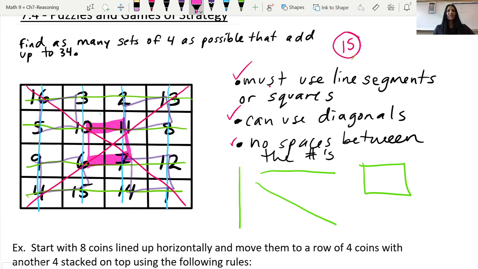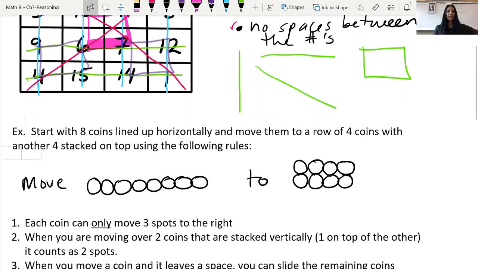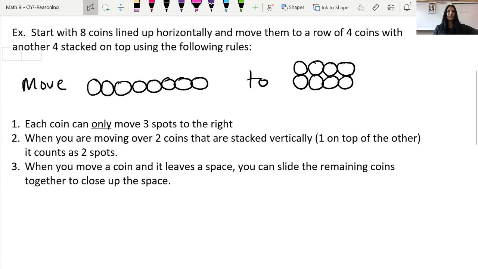So that gives you an idea of what type of work we're doing. We're just looking for patterns in puzzles, and we're solving them using our logic. I'm going to give you this next one, and I'm going to leave you to try it on your own, but here's the next one.